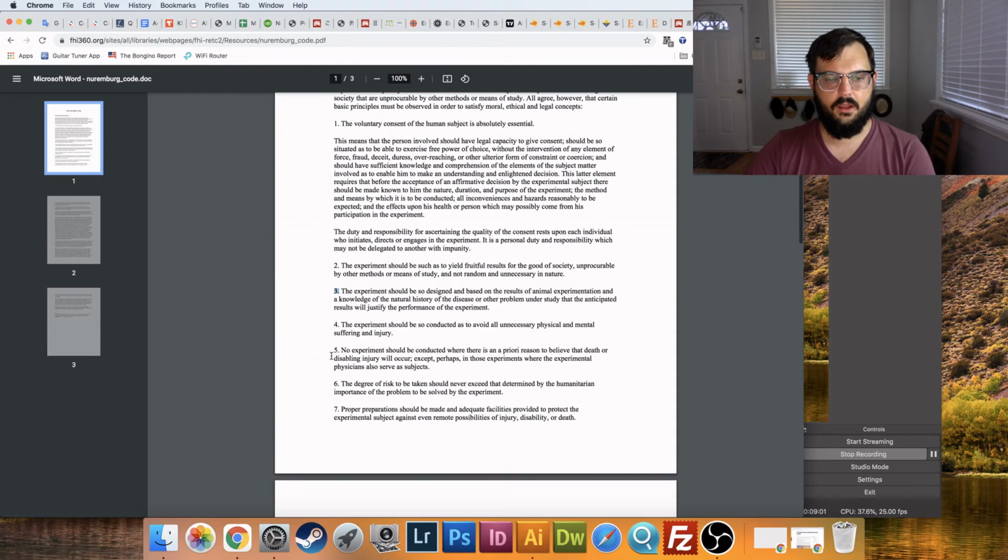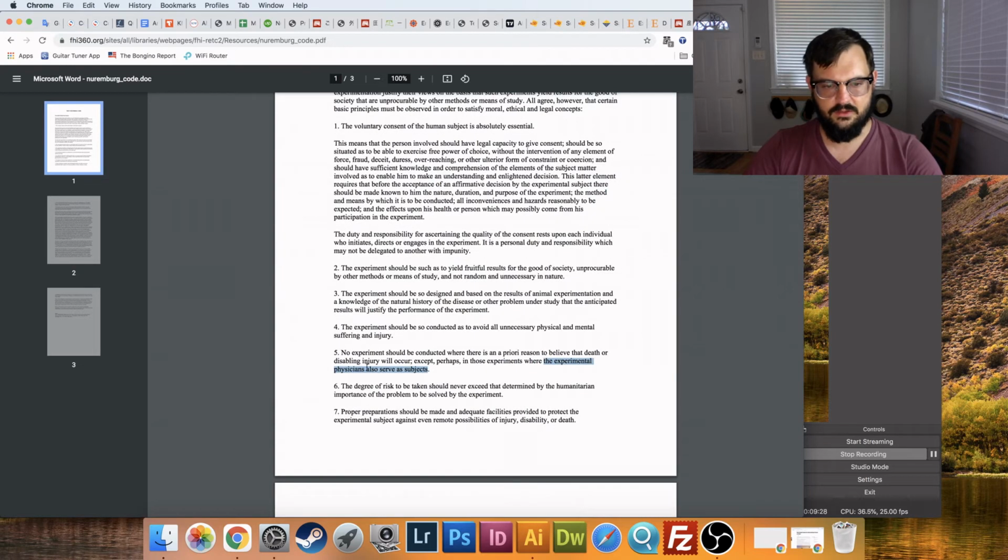Number 5, no experiment should be conducted where there is an a priori reason to believe that death or disabling injury will occur, except perhaps in those experiments where the experimental physicians also serve as subjects. So that's an interesting little point. If the experimental physicians themselves are also part of the experiment, then they can take extra risks, we can say.